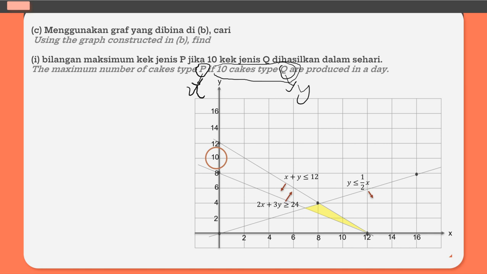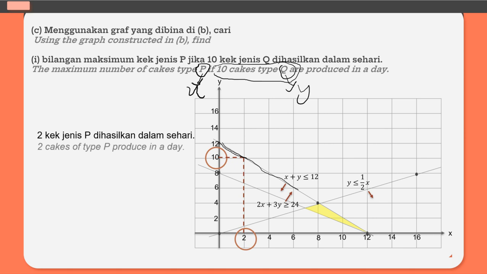So what is the maximum number of type P? You look at the line here. Can you see this line? This one line, right? Okay, so we have 10 here. So we draw a horizontal line to find the value of x, which means the value of x is equal to 2 here. Hence two cakes of type P produced in a day. That one is the maximum number, right?